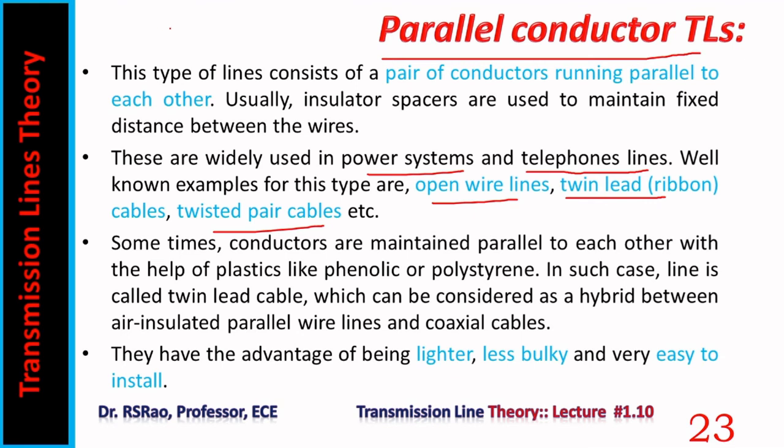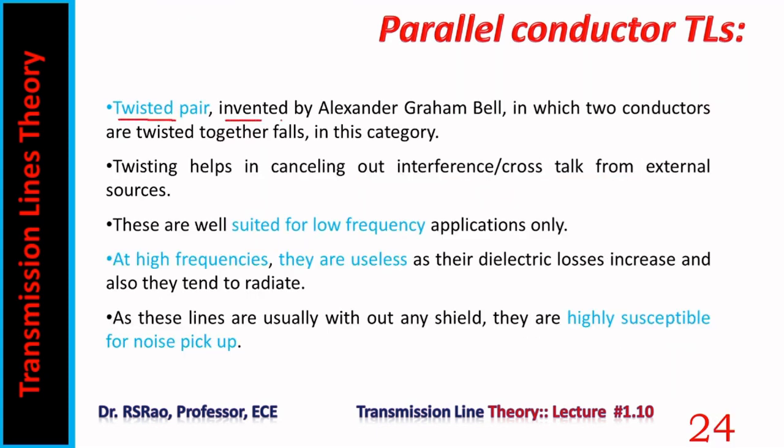What he is trying to tell is, normally over the poles by the side of the road, you can find wires running parallel to each other. Whenever there is a danger of these conductors touching each other, then they use certain plastic spacers. So these spacers maintain the distance between them fixed. To make spacers, plastics like phenolic, polystyrene, etc. are used. Twisted pair, invented by Graham Bell, in which two conductors are twisted together, falls in this category.